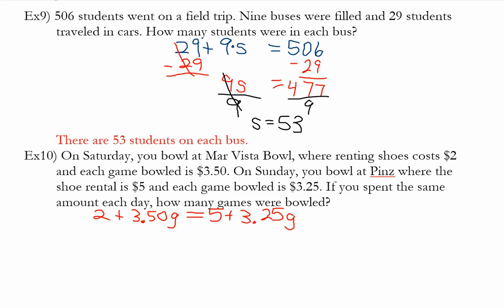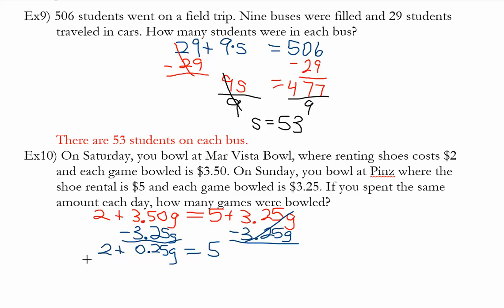First thing we have to do is, I see a variable on both sides, so we need to eliminate it. I'm going to subtract off the smaller one, so minus $3.25 a game from both sides of that equation, leaving us with 2 plus 0.25g equaling 5.